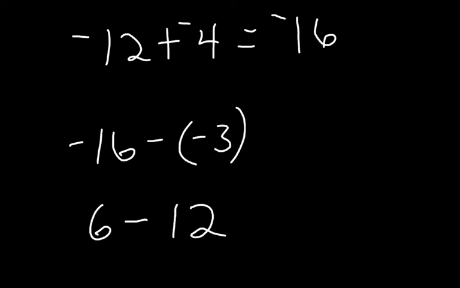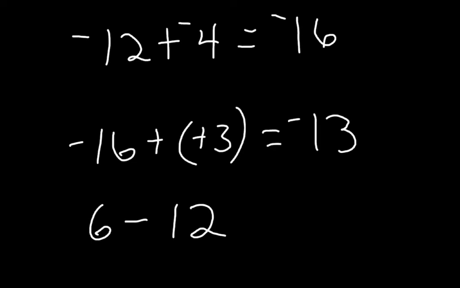Example number 2, we're going to keep 16 and change subtraction to addition and change negative 3 to positive 3. Subtraction to addition, negative 3 to positive 3. So we have 16 negatives and 3 positives. We have more negatives. How many more negatives do we have? What's the difference between 16 and 3, which is 13? And it's a negative 13.